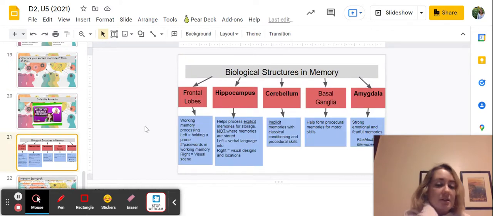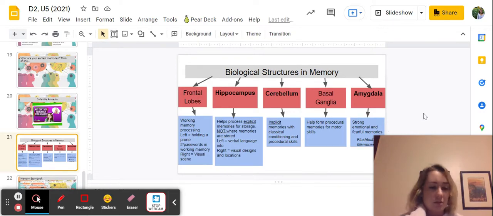So finally, ending by talking about the biological structures, so parts of the brain involved in memory. We said the hippocampus is for your explicit memories. The cerebellum is for implicit memories, which makes sense considering the cerebellum is for movement. So it helps with those procedural motor skills that are automatic. The basal ganglia is also a structure that we haven't really talked about. It's a small one, but it also aids in helping with procedural motor skills.